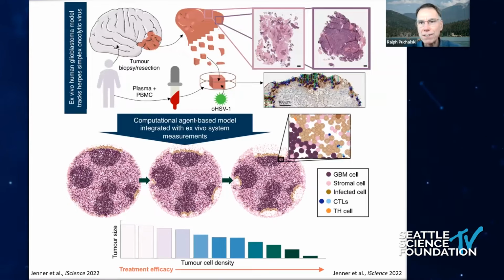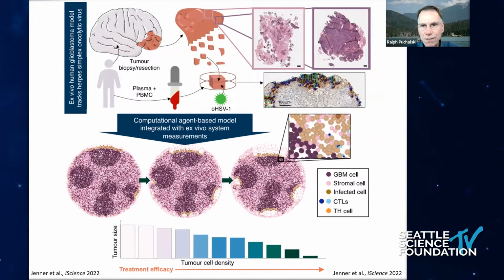So we leveraged this OHSV treatment strategy with an ex vivo tumor platform, or slice culture, to develop an agent-based computational framework to recapitulate the treatment paradigm and assess key viral and tumor-specific characteristics that determine therapeutic efficacy. We then used the model to generate hypotheses and to investigate the key determinants of the efficacy.